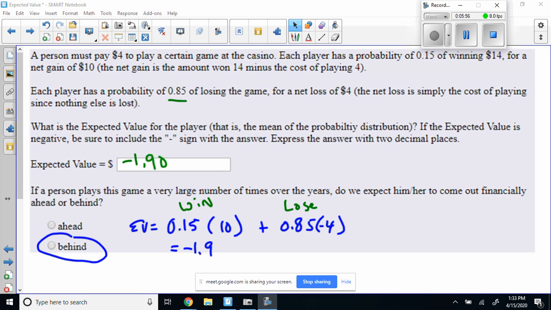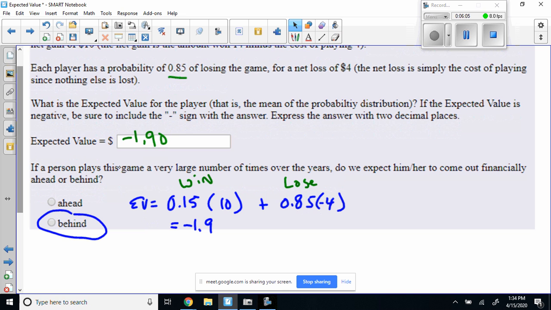Now your probability of losing is 0.85. And you're going to lose how much it costs you to play, which is $4, right? So if you go down here and you set up the equation, expected value equals, here's the probability of winning, 0.15 times the $10, which is how much you'd win, plus if you lose, 0.85 times negative 4. That's why the 4 is negative, right? Which gives me a negative $1.90. That's my expected value.